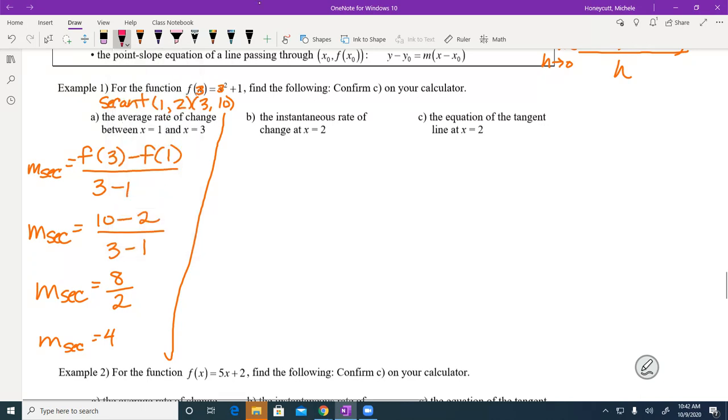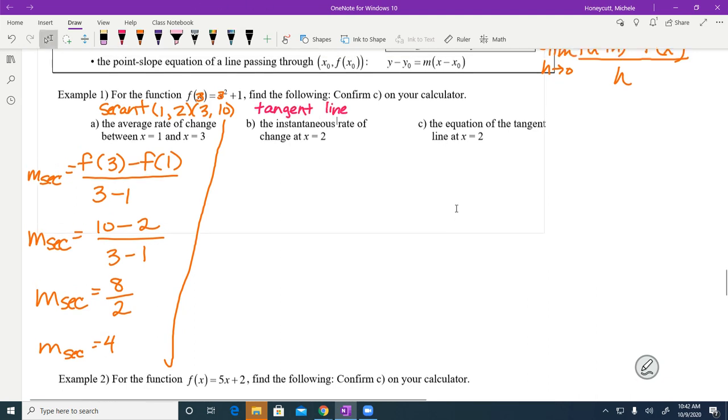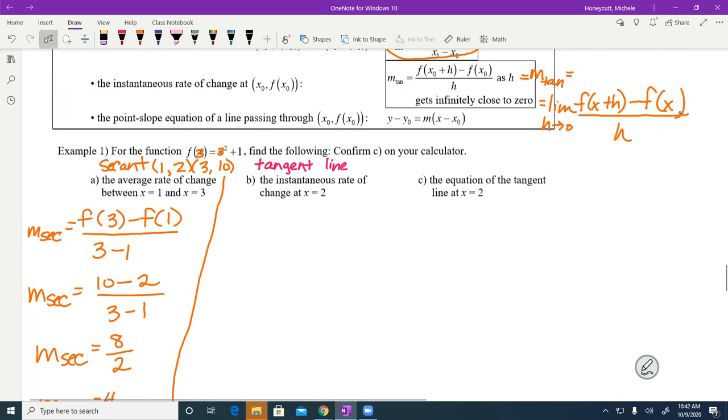When you're finding the instantaneous rate of change, you're finding the slope of the tangent line. And we just defined that formula right here. So the slope of my tangent line is going to be equal to the limit as h approaches 0 of f of x plus h minus f of x, all over h. Okay?